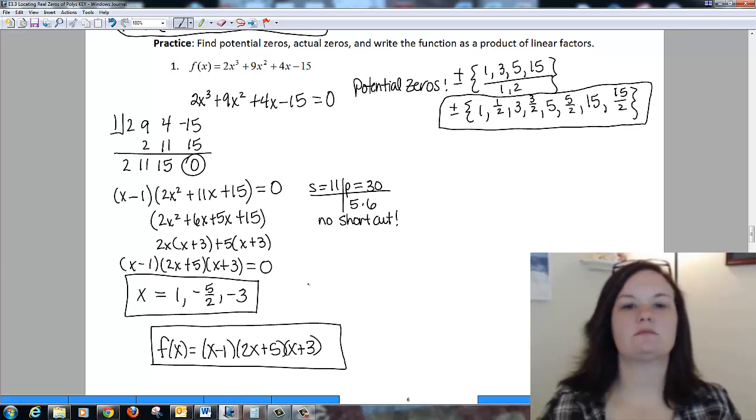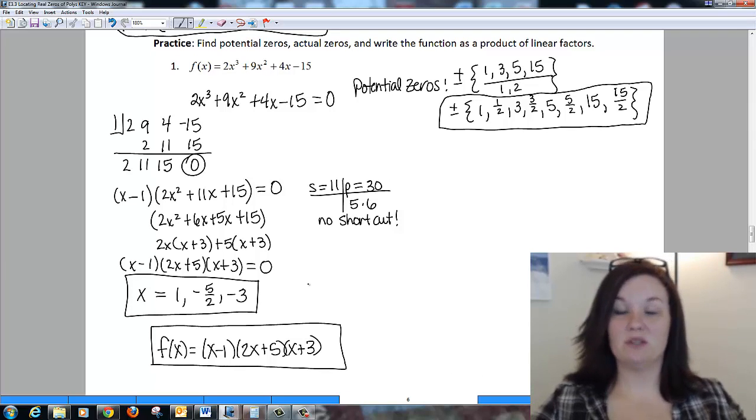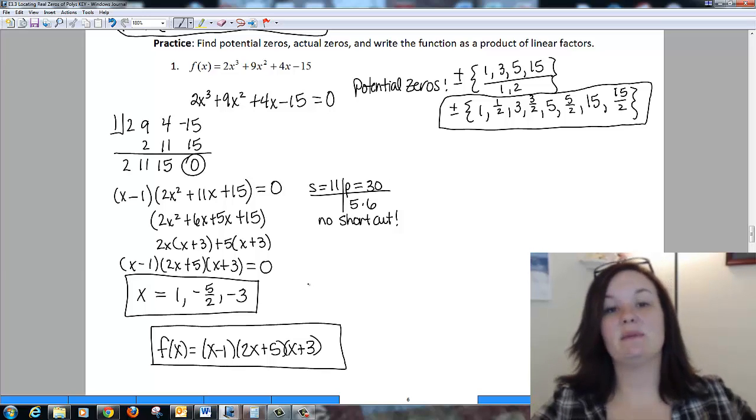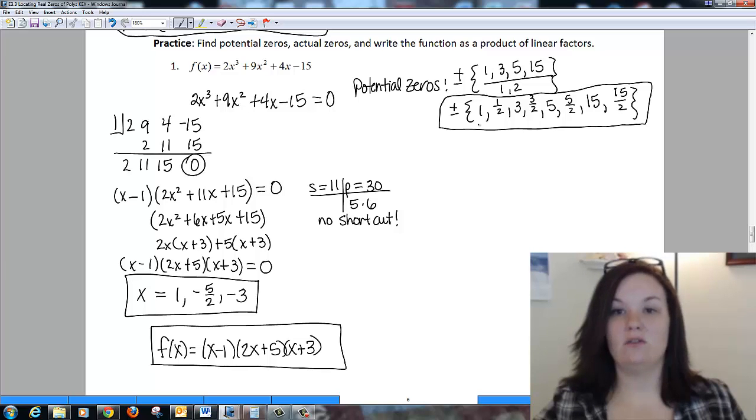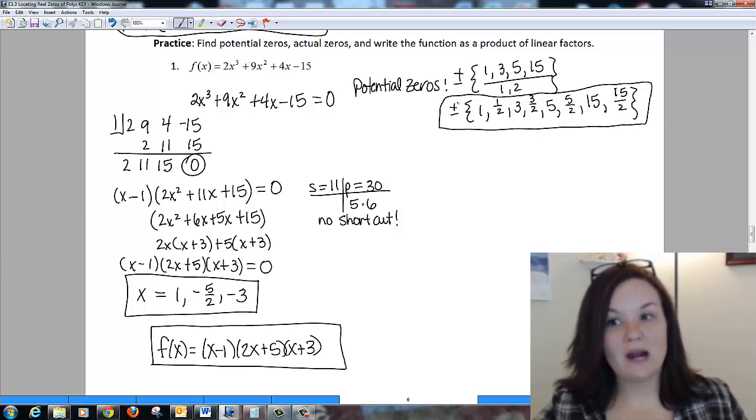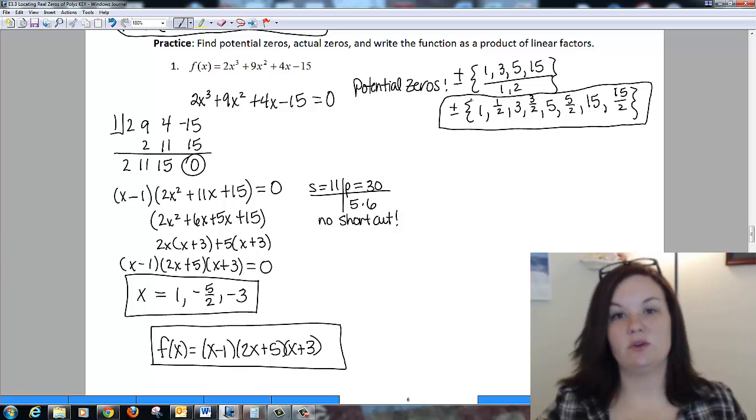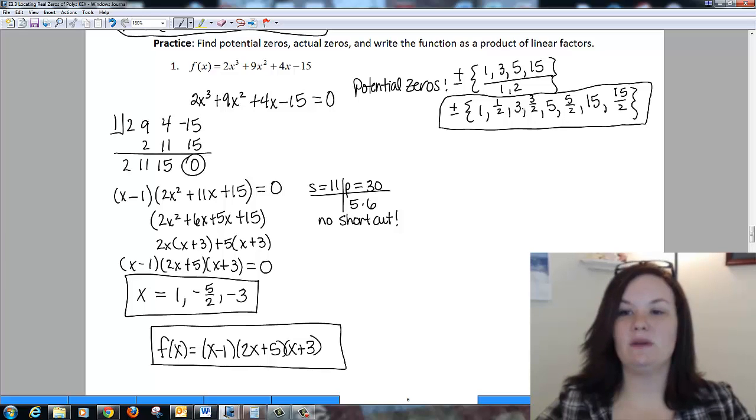Okay? All right, so on this first one, notice we find all of our potential zeros first, which is all the factors of 15 divided by all the factors of 2. So I have 1, 3, 5, 15 all over 1 and 2. Always write them out as every possible 0. Don't leave them as a list of numbers over another list of numbers. Okay, so your potentials should be 1, 1/2, 3, 3/2, 5, 5/2, 15, and 15/2.